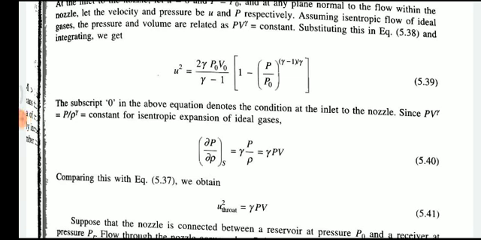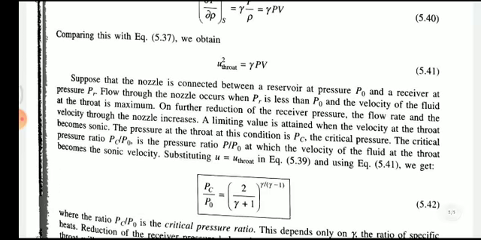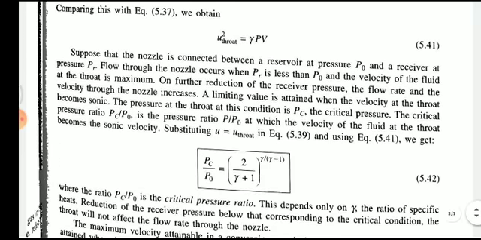So since pv raised to gamma, that is p by rho raised to gamma, is constant for isentropic expansion of the ideal gas, del p by del rho at constant s is gamma into p by rho, which is equal to gamma pv. So we compare with equation 5.37. So it will be u square throat is equal to gamma pv. Right.